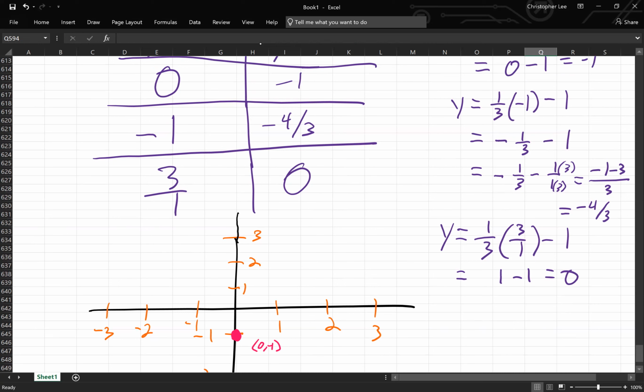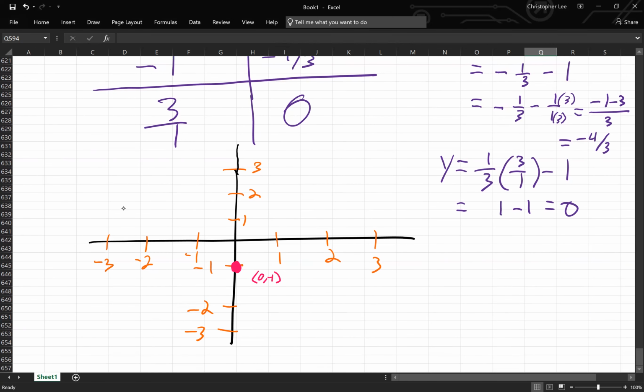Next, I have -1, comma, -4/3, right? So we're gonna come across on the x-axis to -1. -4/3 we know is gonna be between -1 and -2, right? So I'm gonna say somewhere like right here. It's hard for me to say definitively where it is, but I know it's somewhere around there.